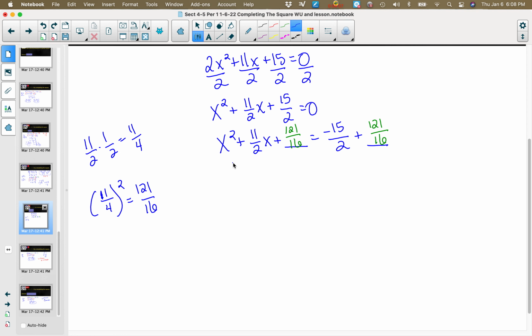So when you write this out, remember, you don't have to do any work to figure out what goes inside the parentheses. We already know it's 11 fourths. It's what you got when you took half of 11 halves, and you got 11 fourths. So that's what goes here. And now all we have to do is figure out this problem. You can use your calculator if you need to. I know that the common denominator is 16, so I'm going to have to multiply this by 8 over 8. Negative 15 times 8 is negative 120, so I have negative 120 plus 121, which is 1. So I get 1/16.